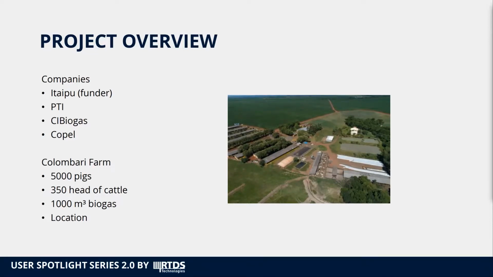The location chosen for implementing the microgrid was the region near Colombari Farm, due to a series of advantages listed here. The farm has 5,000 pigs and 150 head of cattle, which allows an average daily production of 1,000 cubic meters of biogas. In addition, the farm already has a biogas generator that attends to the farm loads and exports the excess energy to the distribution grid.